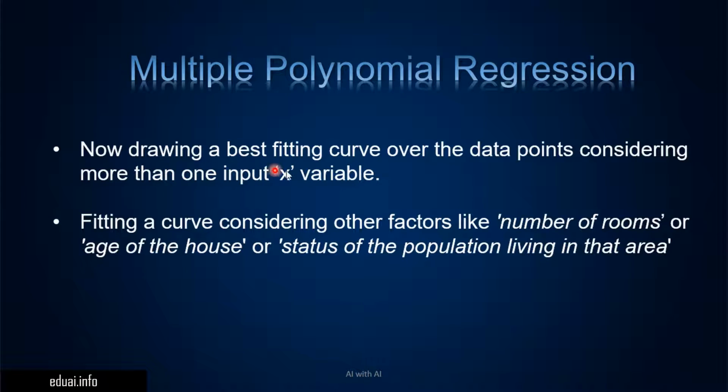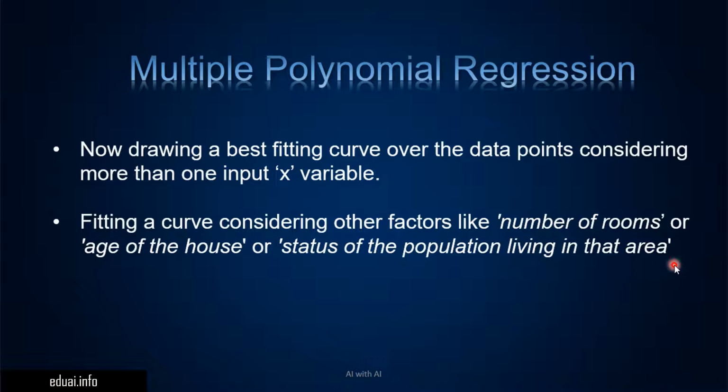Now we are drawing a best fitting curve over the data points considering more than one input variable, x variable. Fitting a curve considering other factors like number of rooms or age of the house or status of the population living in that area. In short, we are considering more than one variable, one input. The cost of the house is not only dependent on the size of the house, it is also dependent on the number of rooms, the age of the house, and some more features.